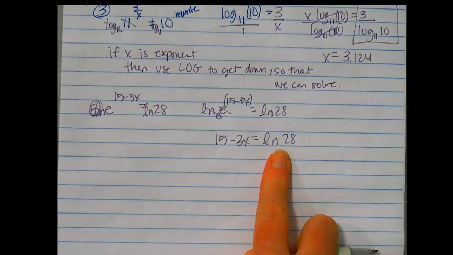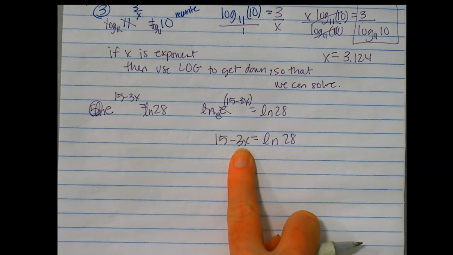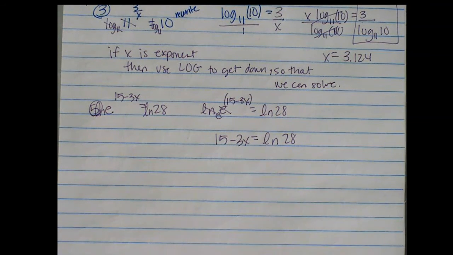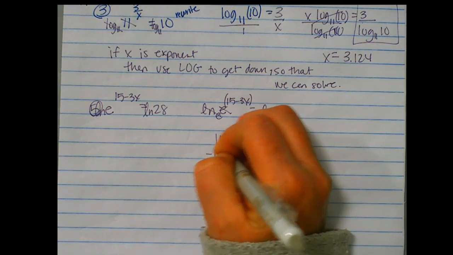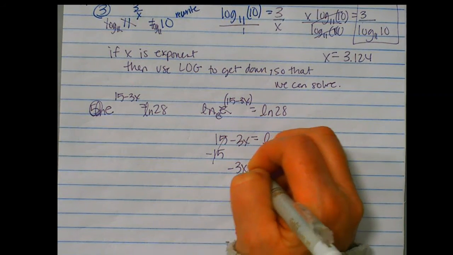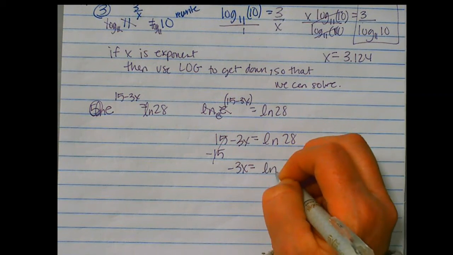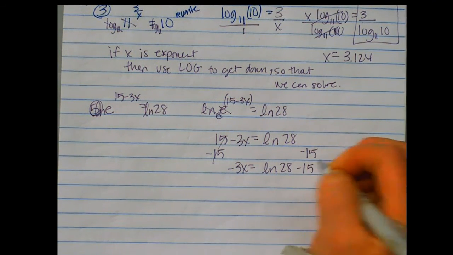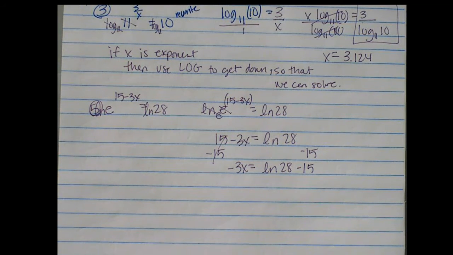We need our calculator for that, but that's fine. We're allowed to use our calculator for this problem. I'm going to solve for x the way I would in any algebra problem. I'm going to move the 15 over. So we have negative 3x equals natural log of 28 minus 15. I can't combine them, because natural log is its own function and 15 is a number. I have to leave them separate. x is really close to being by itself.